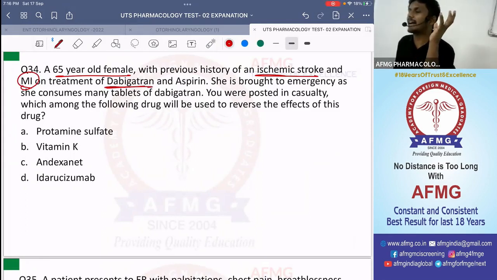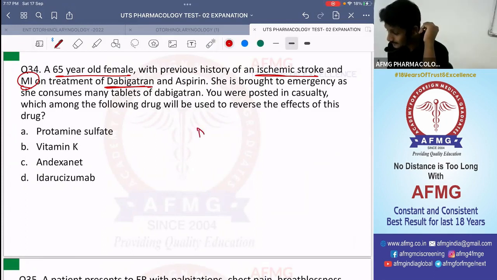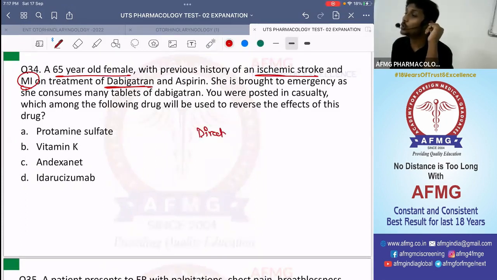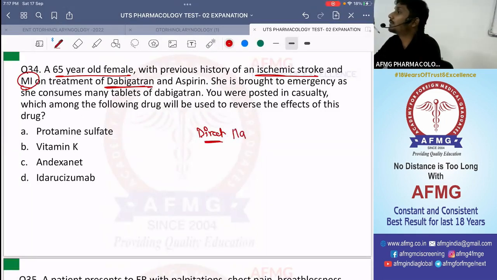It inhibits which factor, anybody? Dabigatran, 2A, very good. Thrombin is 2A. Factor 2 is called thrombin. Okay? So the indirect 2A and 10A inhibitor was heparin. Indirect 2A and 10A, heparin.